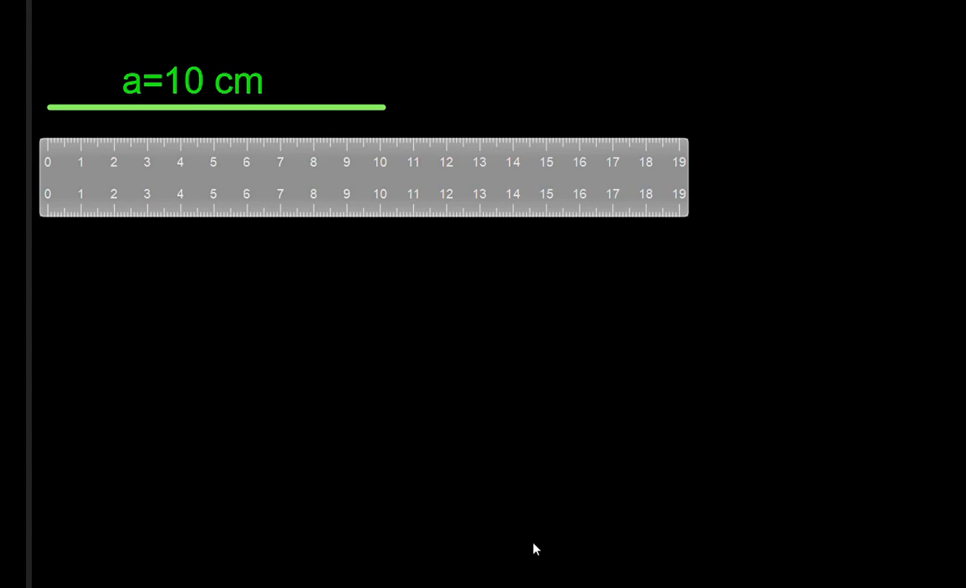Let us suppose that the length of a line segment A equals 10 centimeter. It is required to draw this line segment using the pencil compass and ruler.